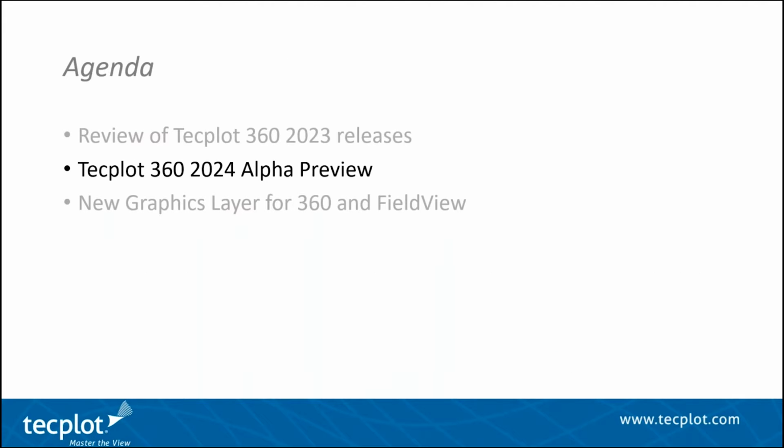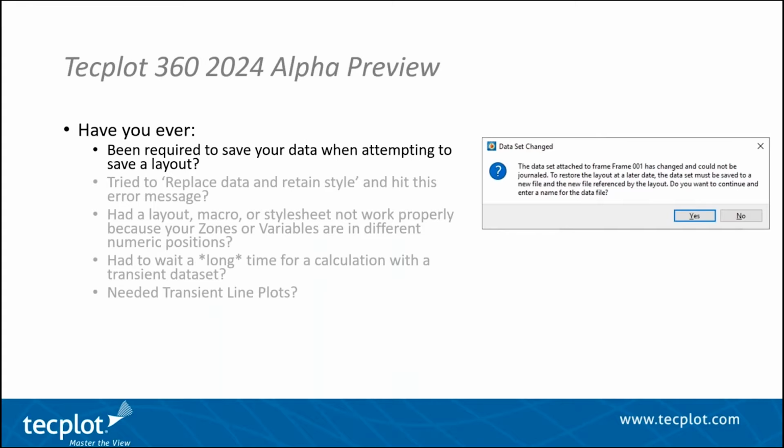All right, so let's jump into the Tecplot 360 Alpha. Really what we're trying to do with this is make Tecplot 360 easier to use, particularly for transient data, but also for people with steady state data who want to, say, reuse a layout or a style sheet with data sets that are slightly different. So if you've ever encountered these problems, this build is going to be very helpful to you.